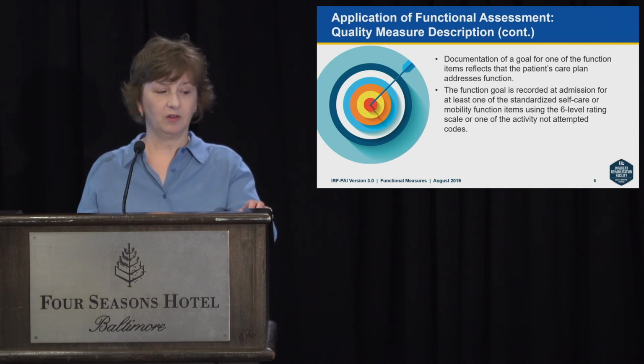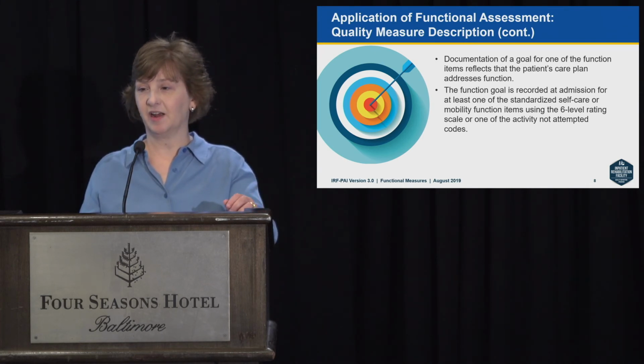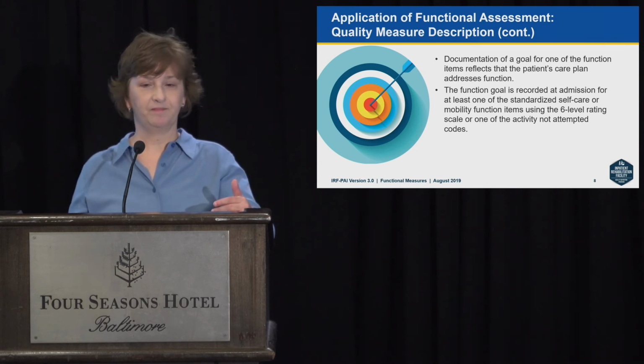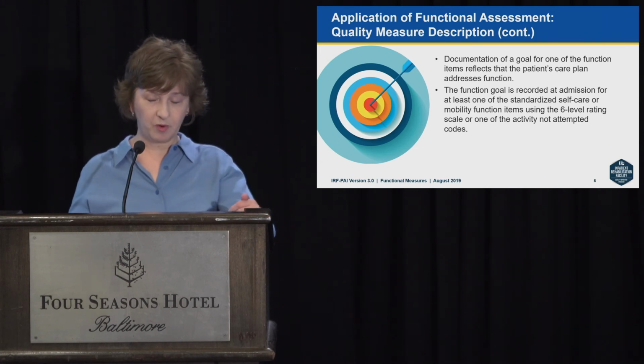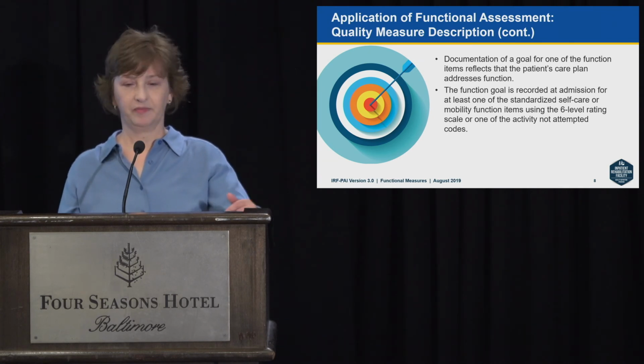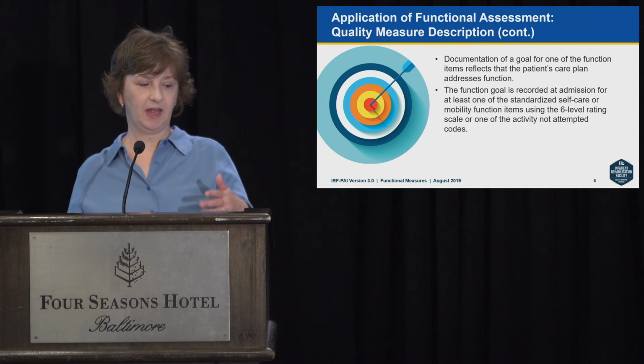The function goal is recorded at admission, and it's at least one self-care or mobility goal using either the 6-level rating scale or one of the activity not attempted codes. It is acceptable that you pick either one self-care or one mobility item, and you can use the 6-level rating scale or 07, 88, 10, or 09.